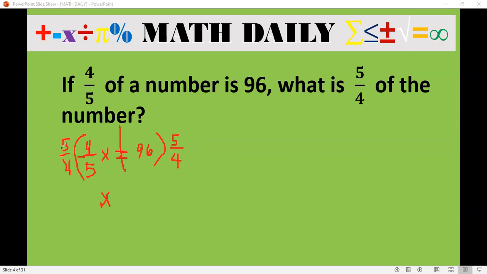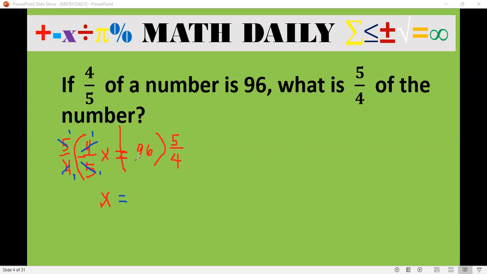So this simply means that if I will be solving for this, the 5/5 will be cancelled. The 4/4 will also be cancelled, resulting to 1. That simply means that you now have your x, which is equal to the product of 96 and 5/4. So we can do the multiplication here.